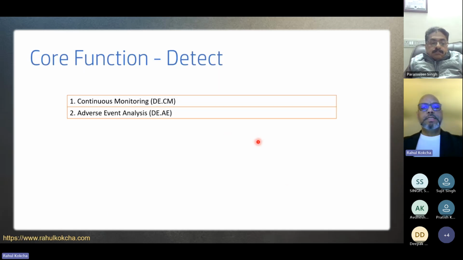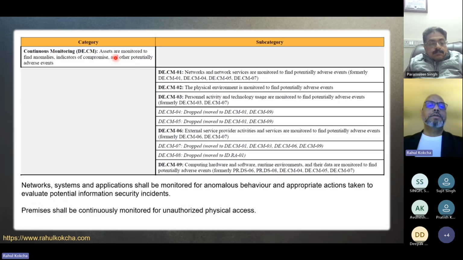Then coming to Detect, it's a small function because it's more about your threat analysis and your monitoring. So the first category here is continuous monitoring. And if I talk about it, networks and network services are monitored. Fine. Here again, this is the concerned one: networks, systems, and applications shall be monitored for anomalous behavior, fine, and action shall be taken. Fine. So the same thing is given in both documents.